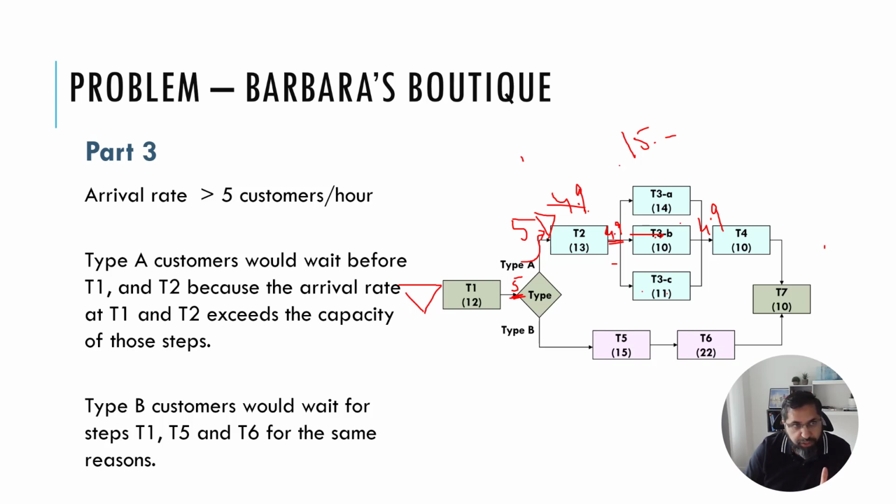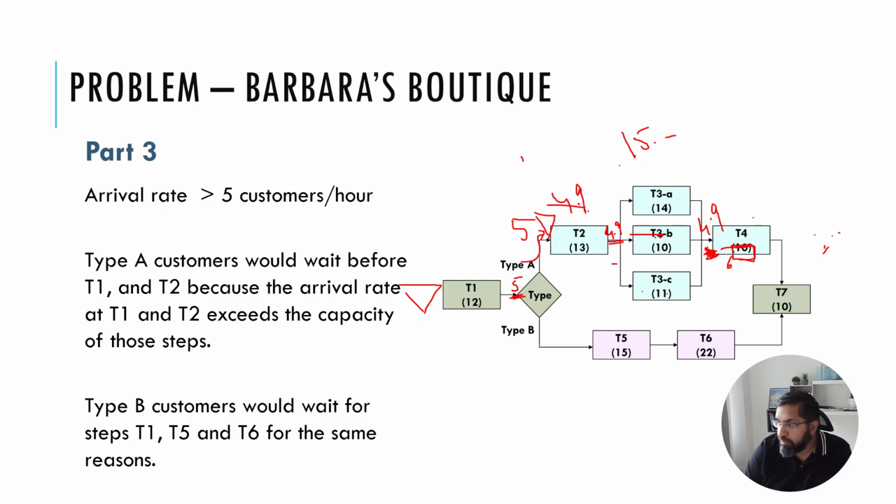4.9 goes in, just passes right through T3. T3 does not slow down the 4.9 output of T2. So the load on T4 is 4.9, but T4 can handle up to 6 customers per hour because the cycle time is only 10. So 60 over 10 is 6. So because T4 can easily handle the 4.9, we won't really get a queue forming here. Okay, so this will be no problem here.